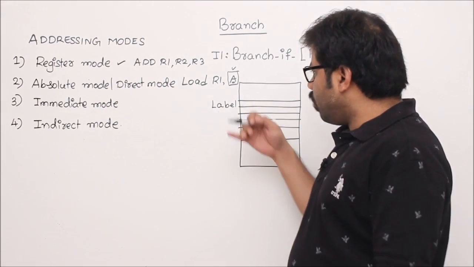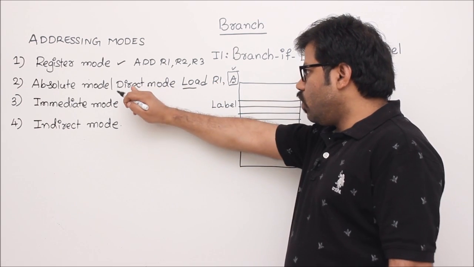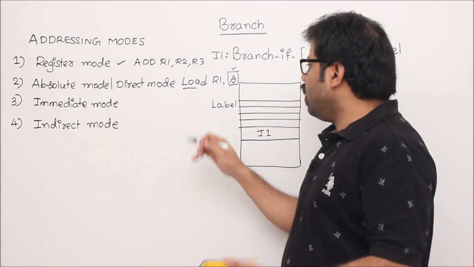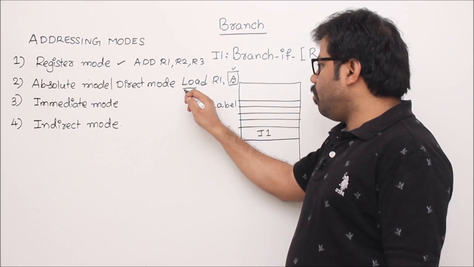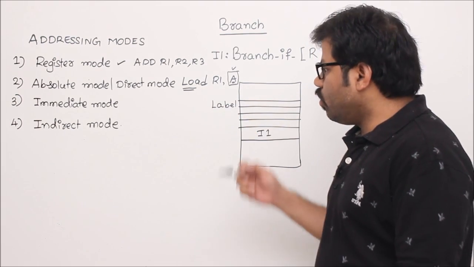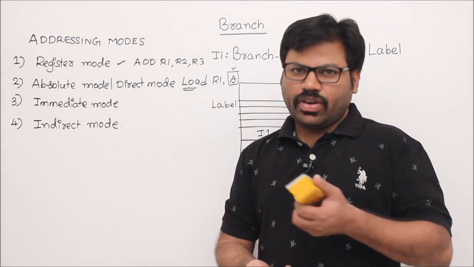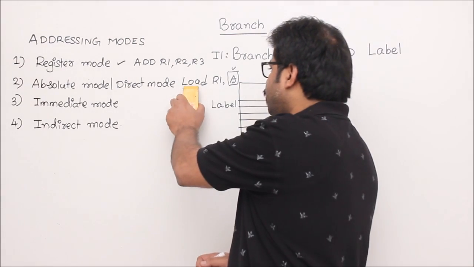Somehow your computer should understand that this is an absolute mode instruction. We will see how to differentiate them later. How does your processor understand that this is absolute mode? Based on the pattern, we will give a different opcode for every addressing mode. We will see that later. That is not a big deal.